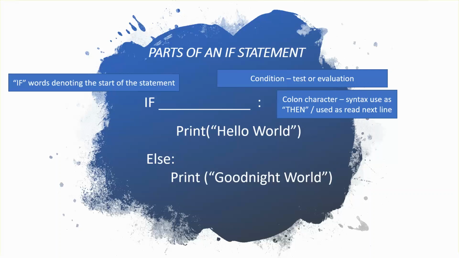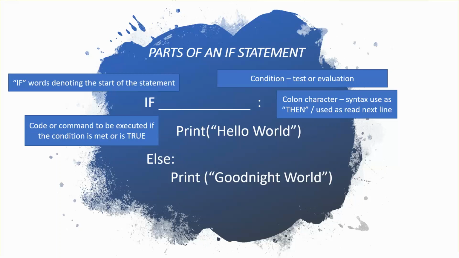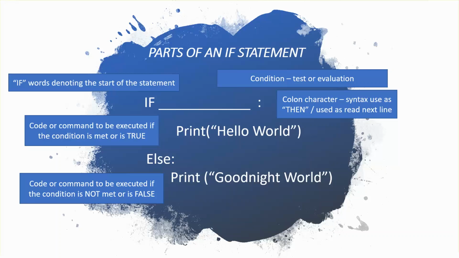Third is the colon character, which can be interpreted as a then or as an indicator to read the next line. Fourth is the code or command that will be executed if the condition is met or true. Fifth is the else. Mr. Jesse will also discuss this later on. And lastly, the code or command that will be executed if the condition is not met or false.